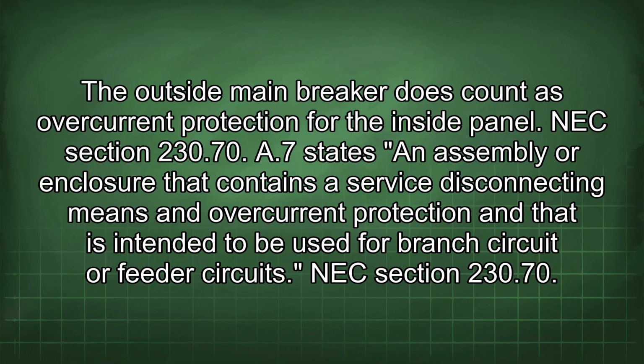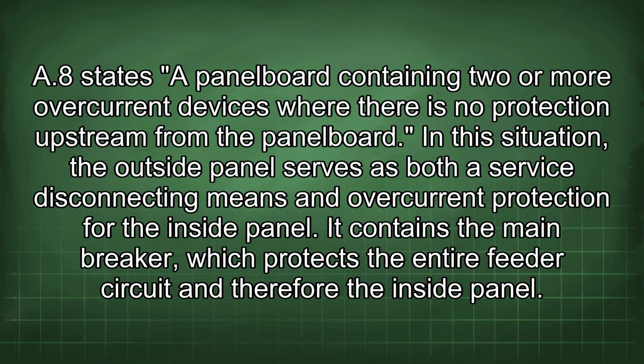NEC section 230.70(A)(8) states a panel board containing two or more overcurrent devices where there is no protection upstream from the panel board. In this situation, the outside panel serves as both a service disconnecting means and overcurrent protection for the inside panel. It contains the main breaker, which protects the entire feeder circuit and therefore the inside panel.